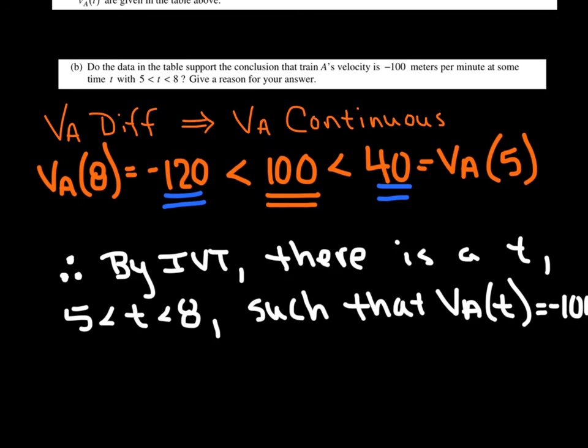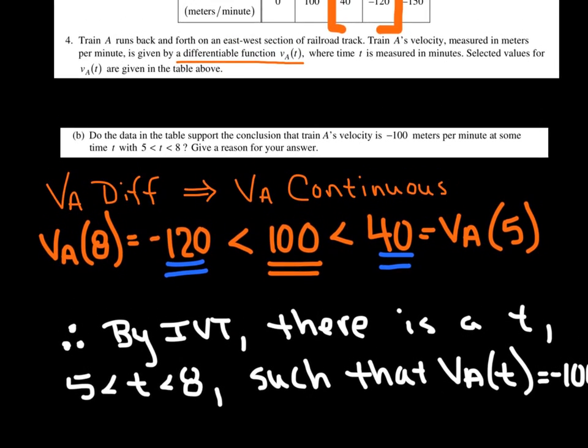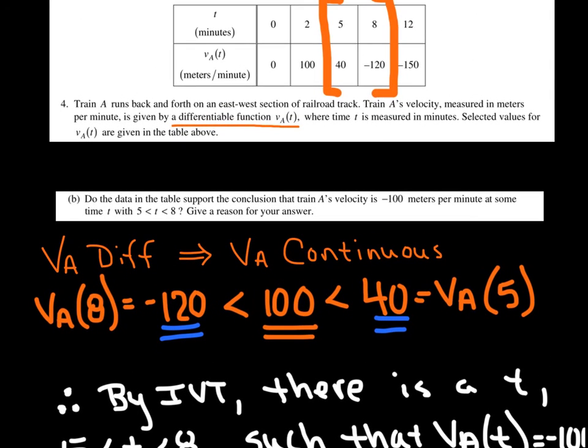Again, it's an existence theorem. We don't know exactly what the value of t is. It might be, for all we know, at t equals 6 or t equals 7 or maybe 6.8 or something like that. But we do know that it does exist.